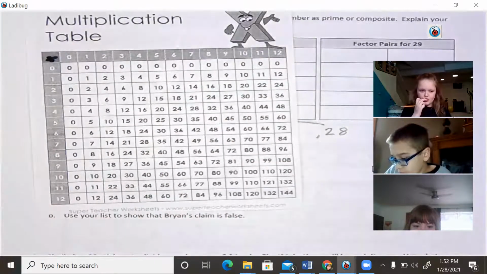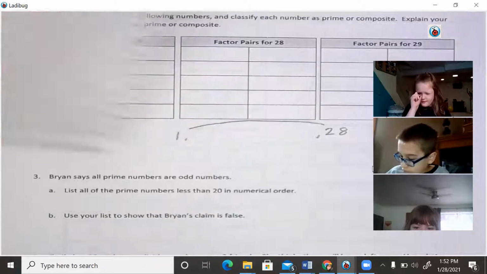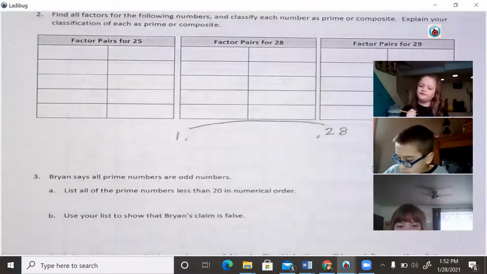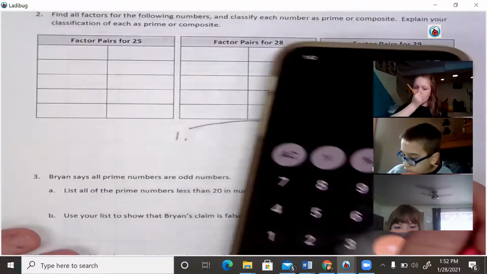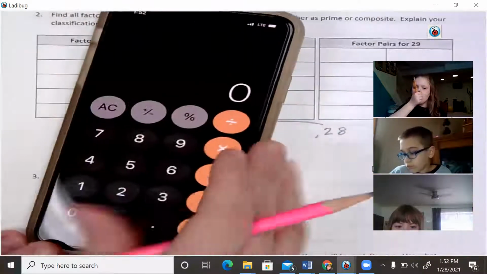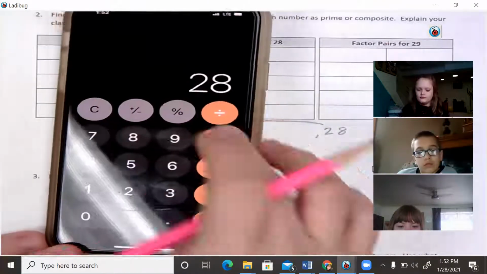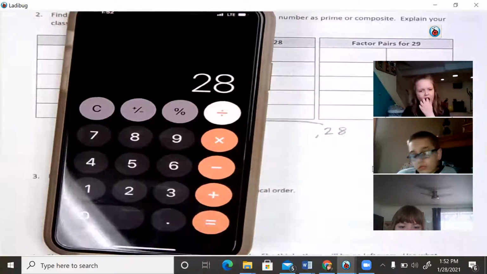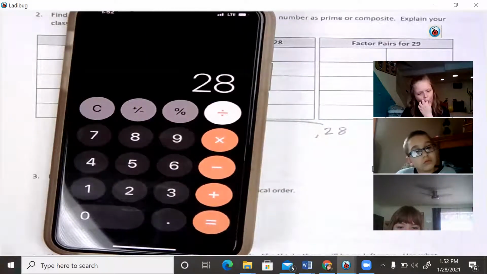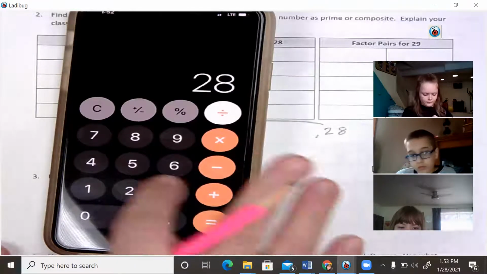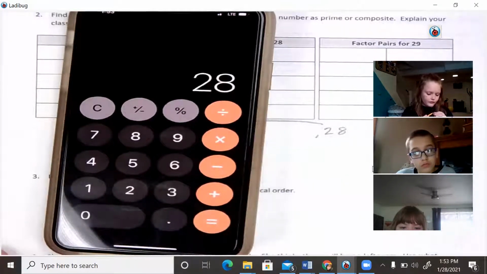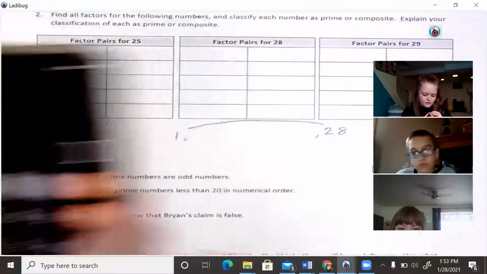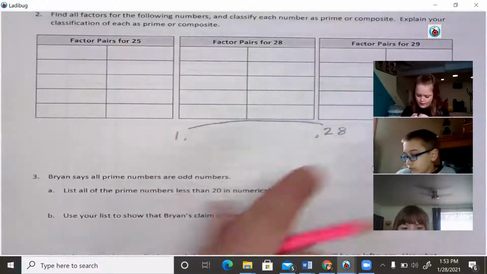So now I'm going to use my calculator. If I want to see if 2 is a factor of 28, what would I divide? 28 divided by what? The number that we're trying to find if it's a factor. Now we already know that 28 divided by 1 does give us 28. That's how we know 1 and 28 are factors.